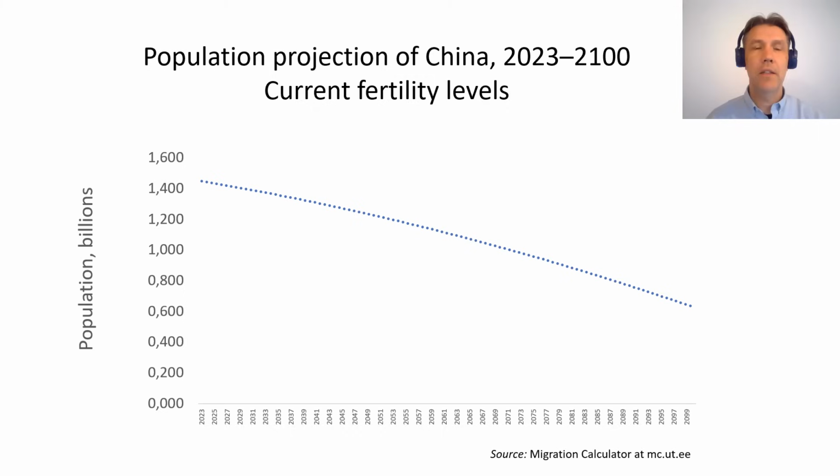As we have already seen, the Chinese population will almost halve by the end of this century if current fertility levels persist. And in this projection, I have assumed that the fertility level is 1.2 children on average per woman.